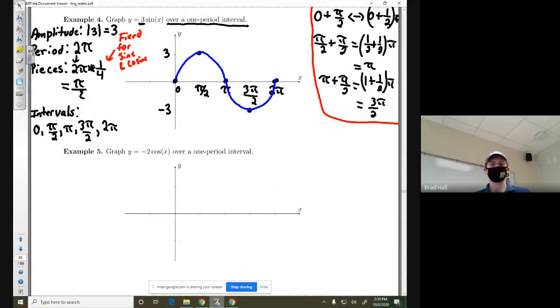So next one, it replaces 3 sine of x with -2 cosine of x.